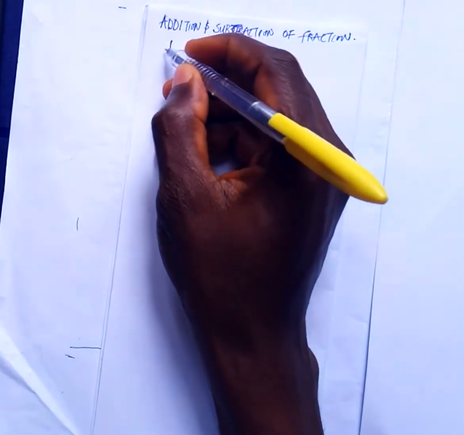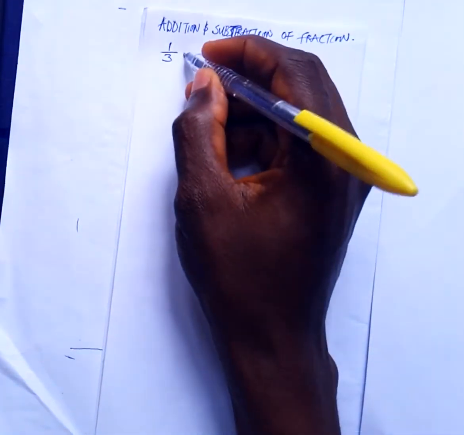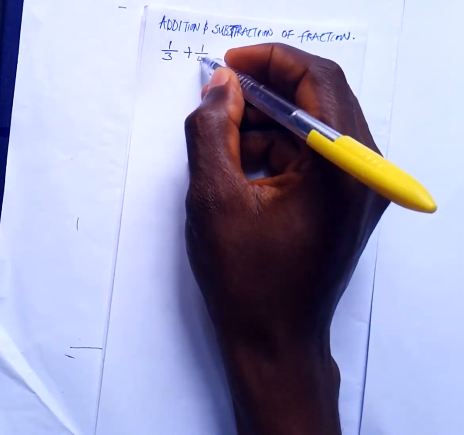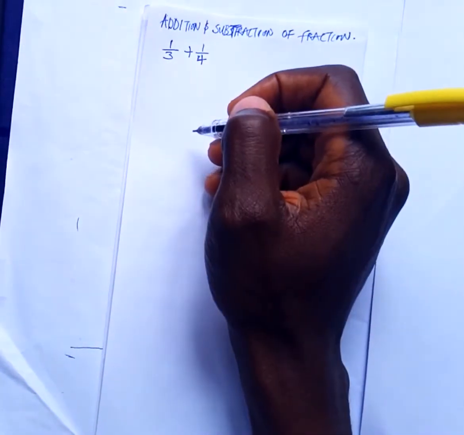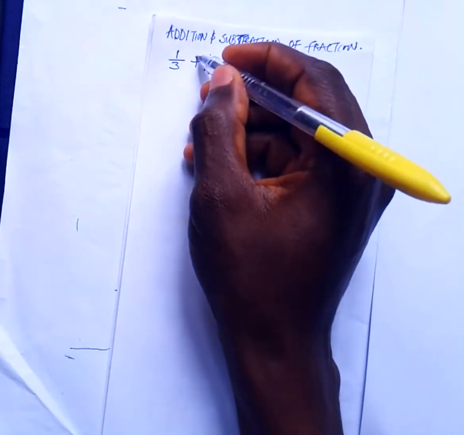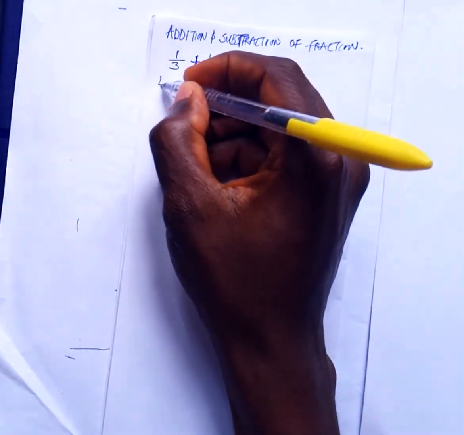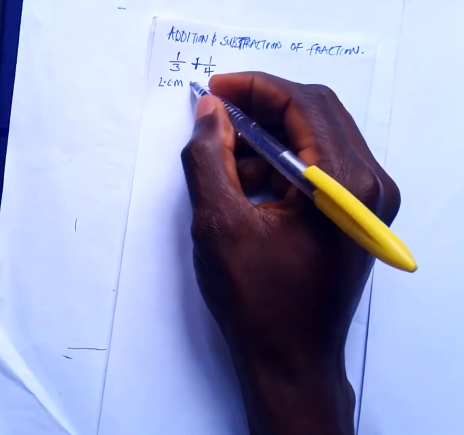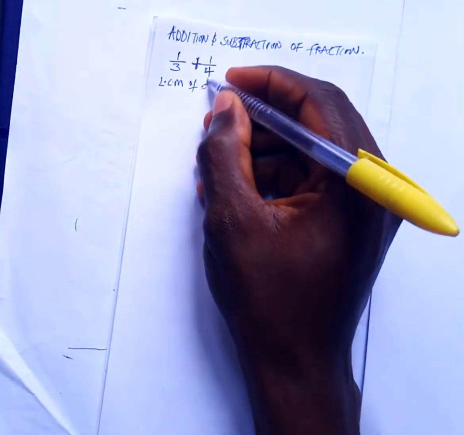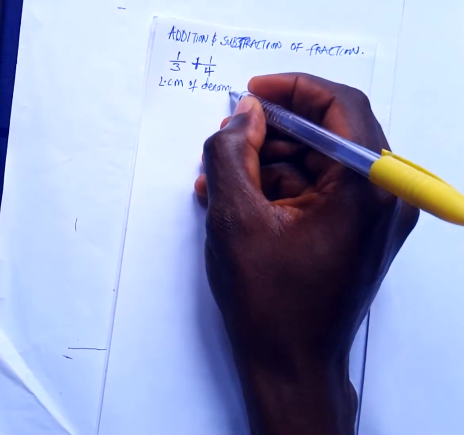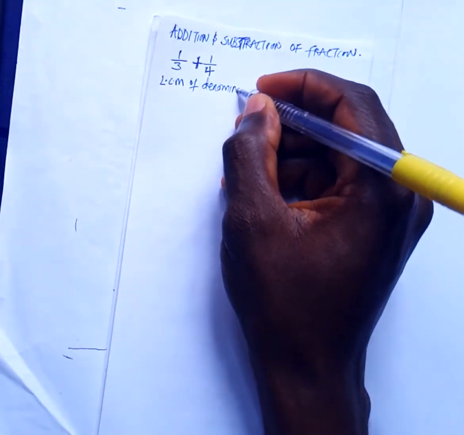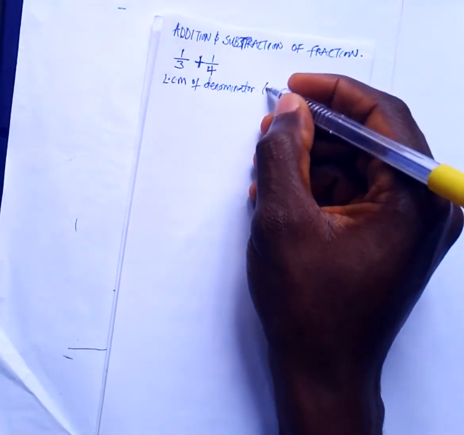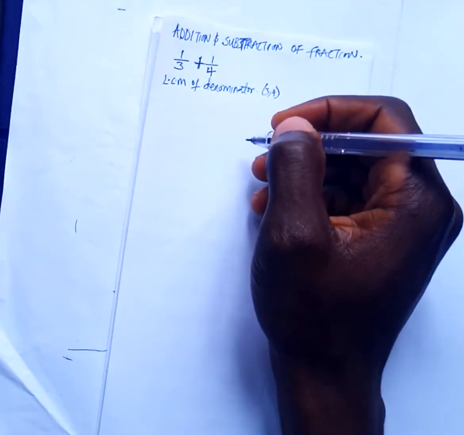When we have 1 over 3, which is a proper fraction, plus 1 over 4, which is also a proper fraction, the first thing we are going to do here is to find the LCM of the denominator. So the denominator, as we know, is 3, 4. How do we find the LCM?